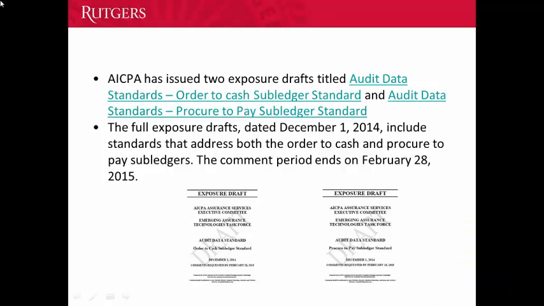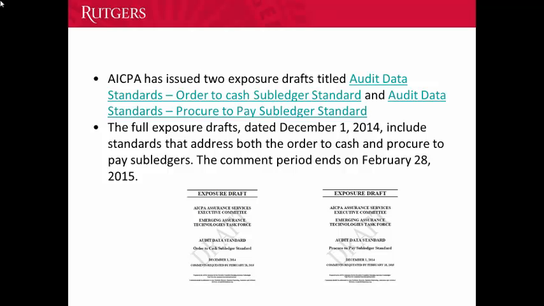Recently, in 2014, AICPA issued a true exposure draft: Audit Data Standard, Order to Cash Subledger Standard, and Procure to Pay Subledger Standard. The first one addresses the order to cash process, which expands upon and replaces the earlier accounts receivable subledger standard.